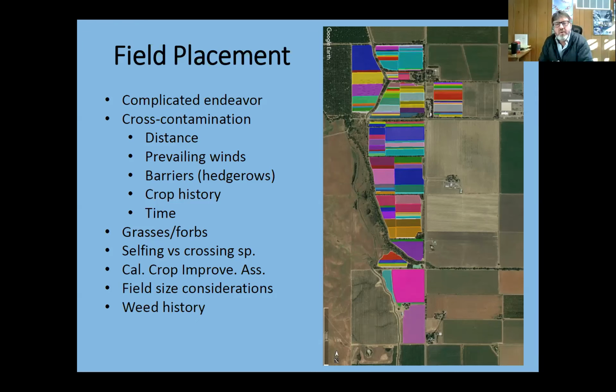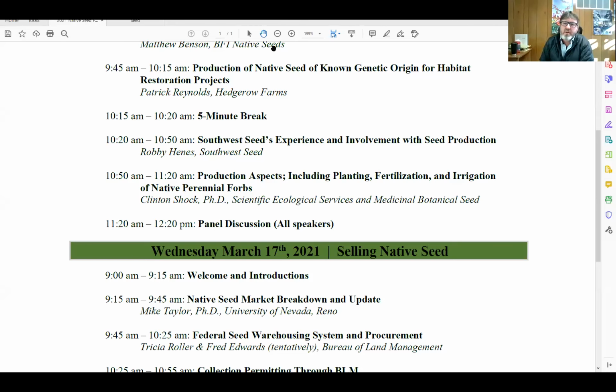But we also look at the cropping history in terms of trying to maximize the yields that are present. So one of the things with the crop history is we always try to put a grass over a forb and a forb over a grass.